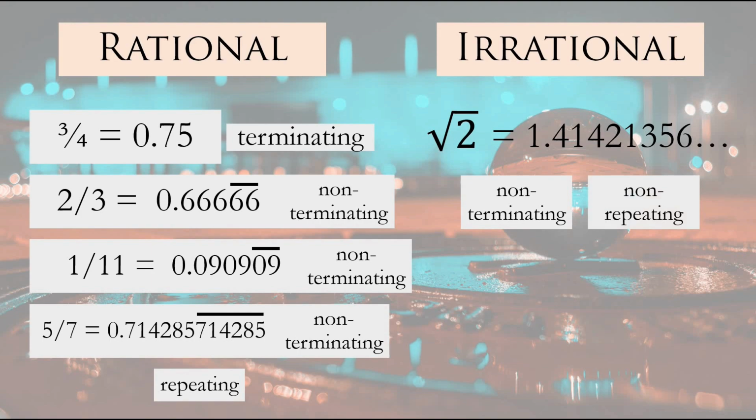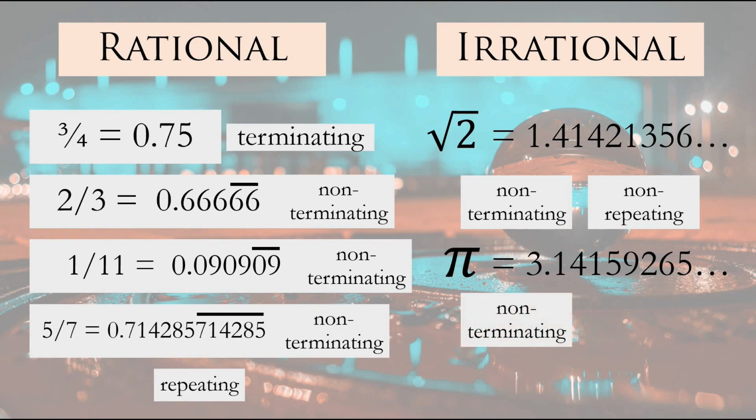The same goes with pi, which is equal to 3.1415925 and so on. It's also non-terminating and non-repeating. Therefore, pi is also an irrational number. Moving forward, rational numbers can be integers or fractions.